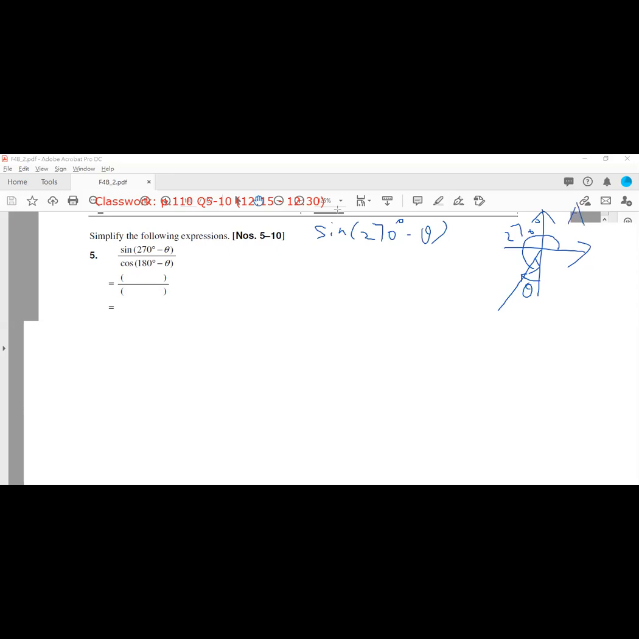And according to the ASTC rule, this is the T box. But I am sine, which means that I am stopping at the other people's box, which means that I should get a negative sign. And then just copy the sign. And the angle will be the angle between the side and the x-axis. Okay? So the angle between them will be this angle.